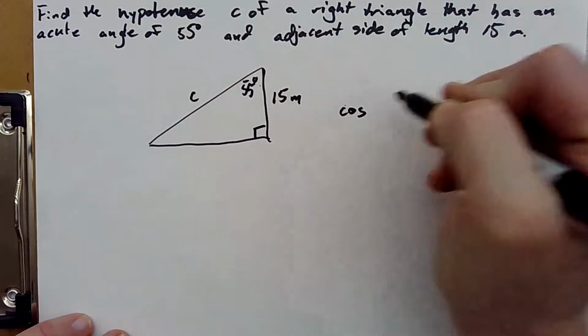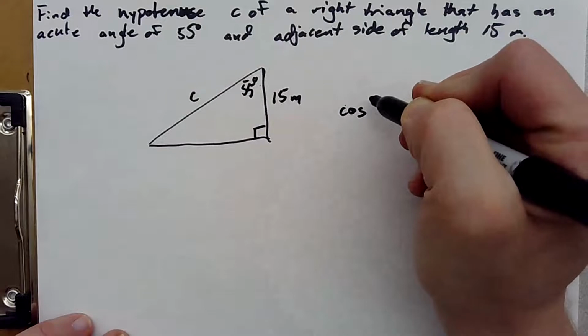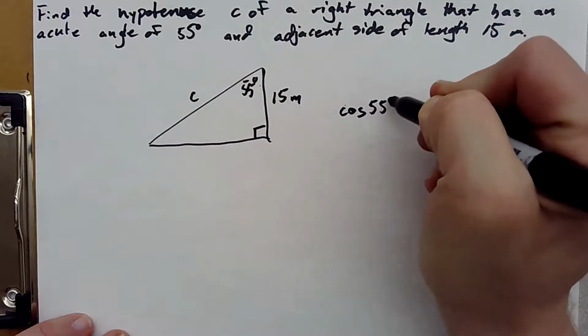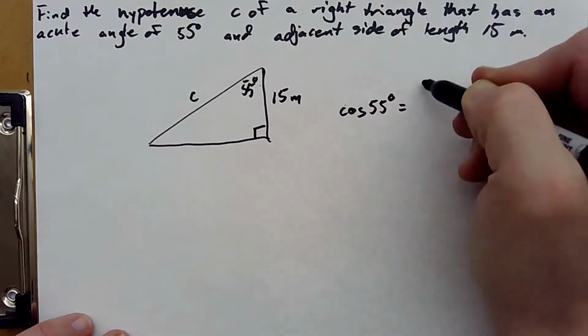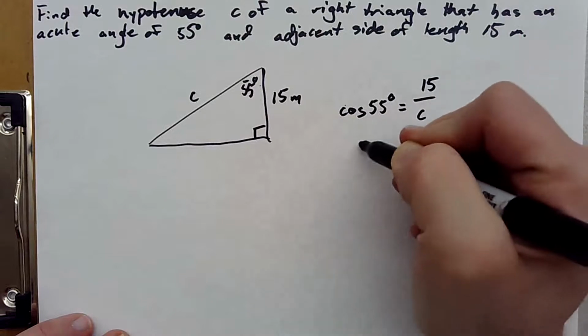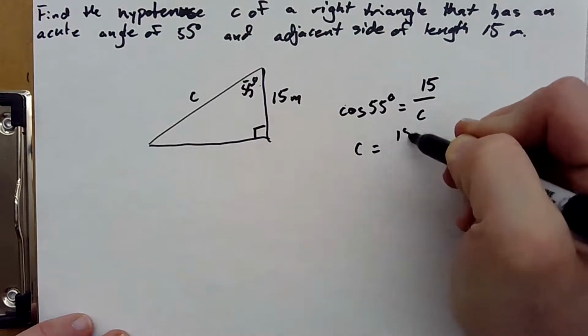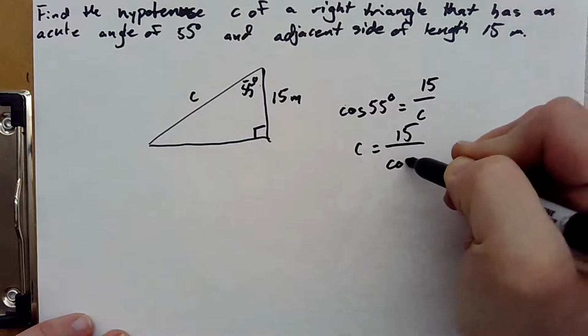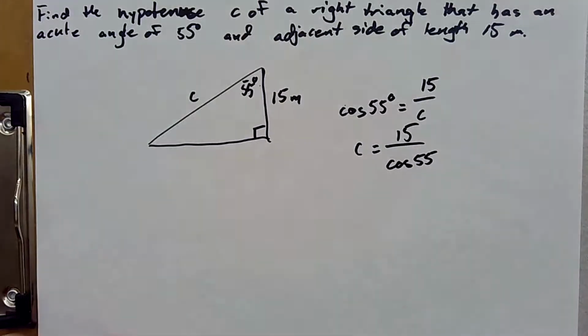So now we've got the cosine of 55 degrees is equal to 15 over C, so C equals 15 over cosine 55. Plug that into a calculator. And we get a length of 26.2 meters.